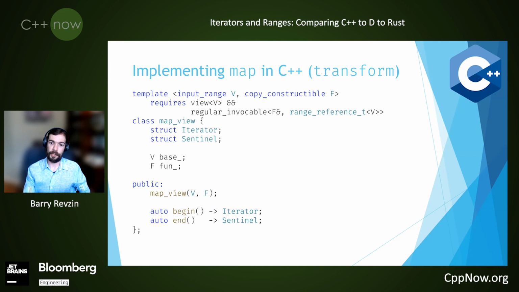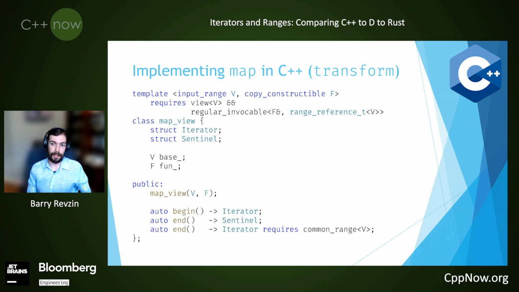But that's not quite right, because we also need another overload of end. If the underlying range is what's called a common range, which means begin and end return the same type, we want to preserve that behavior for our range adapter as well. So if V is a common range, we want map view of V to also be a common range. And this is especially important once we get to bidirectional, because if you can walk backwards from the end for the underlying range, we want to preserve that functionality in the map view case as well.